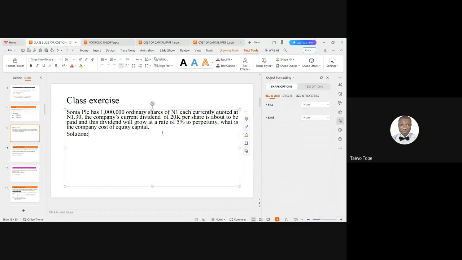Solution. In this question, the dividend is yet to be paid, right? Yes. Cum div. The cum div price is equal to 1.30. Less dividend. The value of the dividend that is expected to be paid is 0.2. The ex div price is what? 1.1. Ex div will be equal to 1.1.